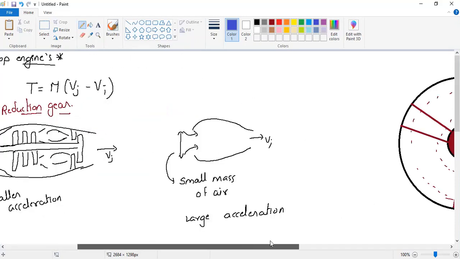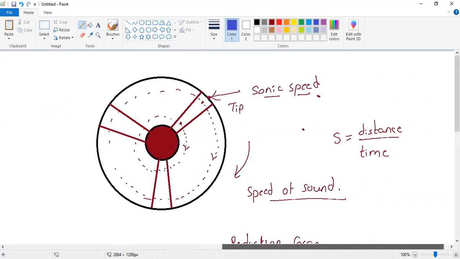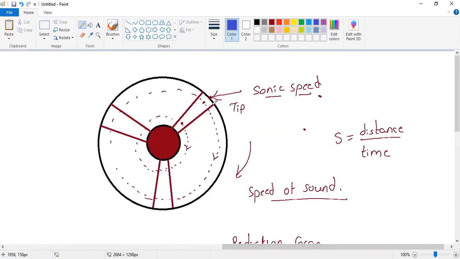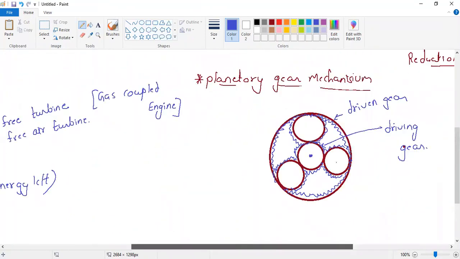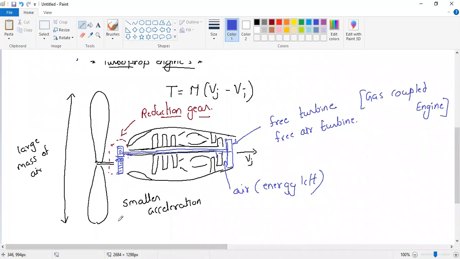Then we understood the entire working. We understood why the speed of the propeller cannot be more than a certain value, because it can reach the speed of sound at the tip, which we don't want. We understood the reduction gear mechanism. We understood the gas coupled engine. So we have understood both types of engine, beta, where there is a gear coupled and where there is a gas coupled.